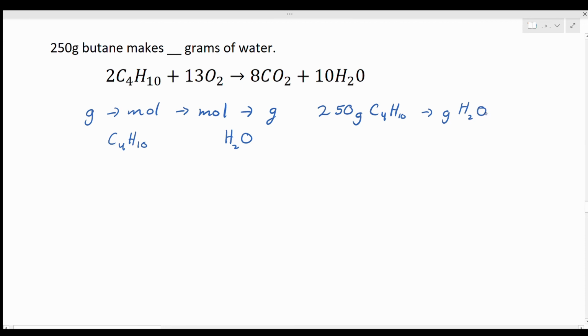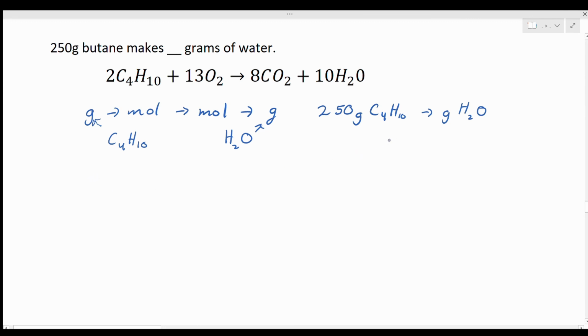Okay, so let's see the relationship here. We are starting with grams of butane, and we need to go to grams of water. So we're going to be doing this whole map here. So from grams of butane to moles of butane, from moles of butane to moles of water, and finally from moles of water to grams of water. Let's first convert grams to moles of 250 grams of butane.